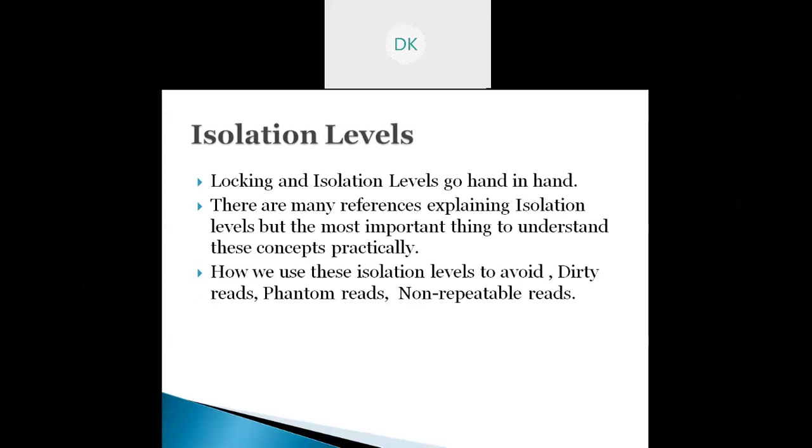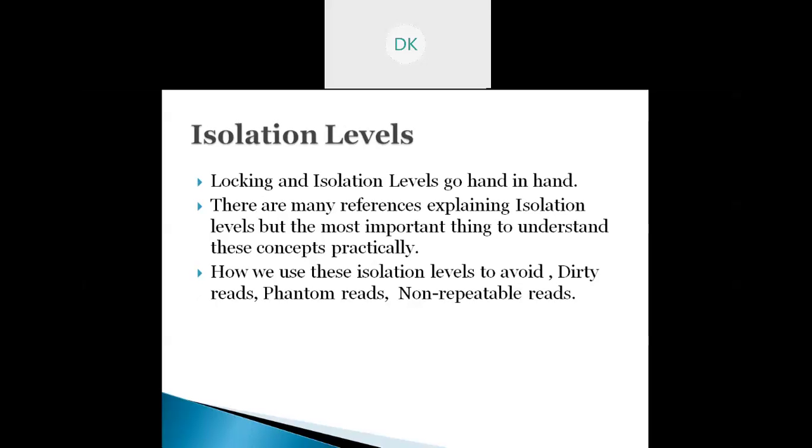This is mostly from the Microsoft SQL perspective, but when you interlink it to the product, then you will understand. There are many references that explain isolation levels, but the most important thing is to understand this concept in practice. So how does the lock mechanism work? When two transactions are running on an entity, how does the other transaction wait and this transaction work? How would you track the locking through the SQL Profiler?